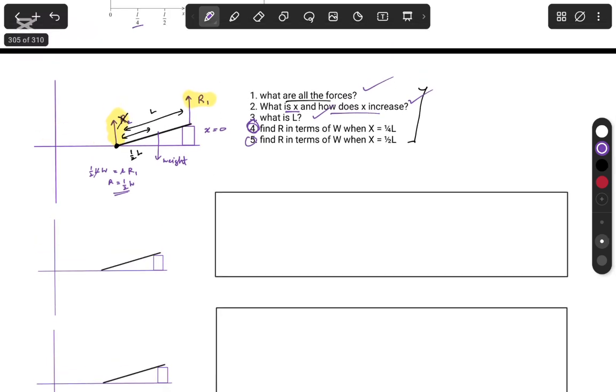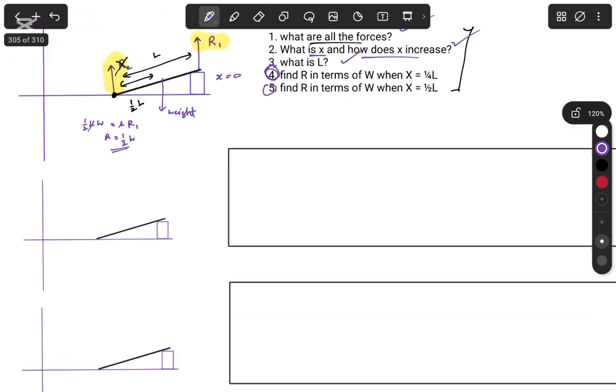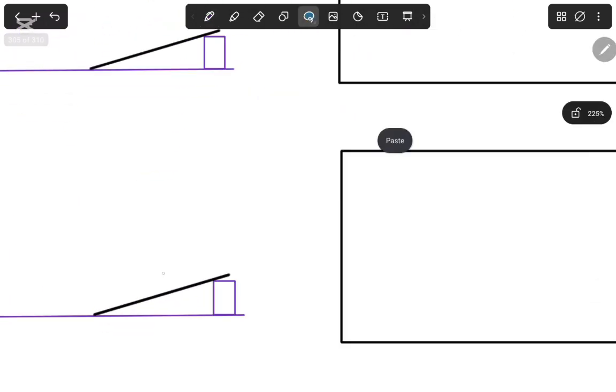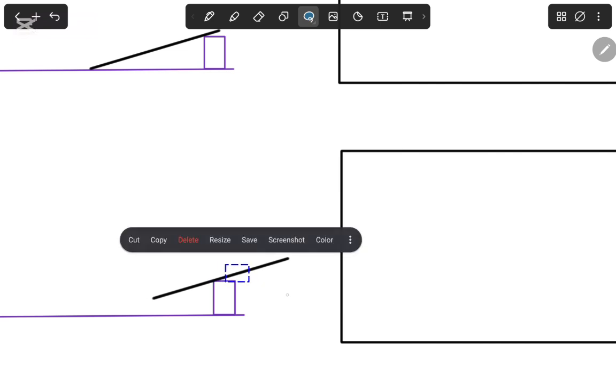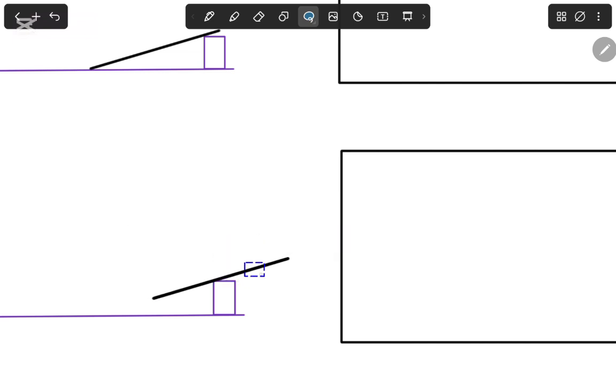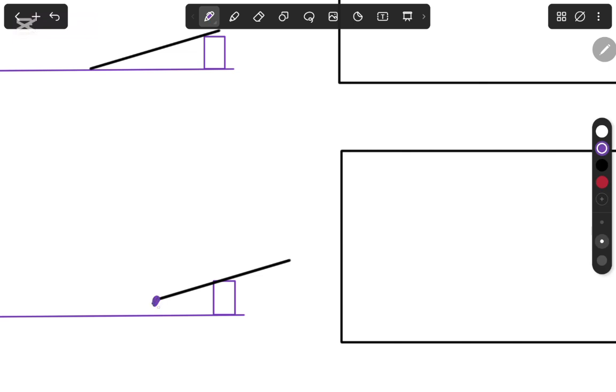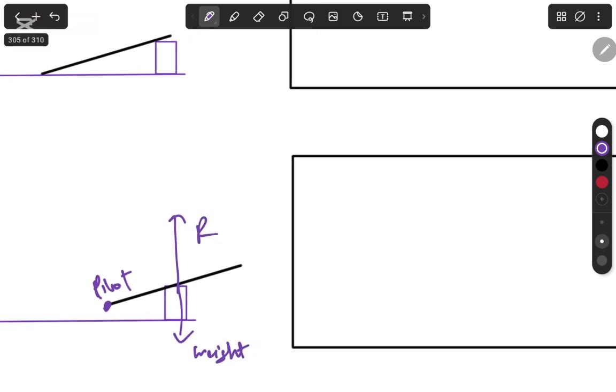So part 5 says, find R in terms of W when X is half L. So when half of the book is outside. So remember, when half of the book is out, we still take this as a pivot. And we can see half of the book is outside. So we're going to say that this is going to be the pivot. This is going to be the weight. Remember, weight acts directly from the center. And this is going to be the reaction force.